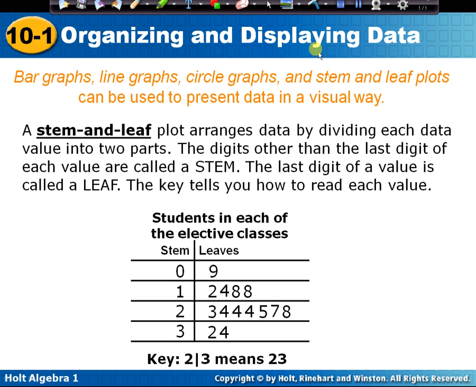A stem and leaf plot arranges data by dividing each data value into two parts. The digits other than the last digit of each value are called a stem. The last digit of a value is called a leaf, and the key tells you how to read each value. So here you can see our stem and leaf, and we have our key. It says 2-3 means 23. So this would be 9, 12, 14, 18, 18, 23, 24, 24, and so on and so forth. So we're going to look at how to make a stem and leaf plot.